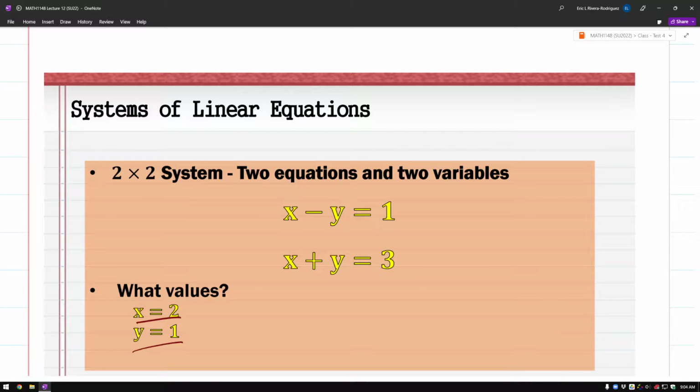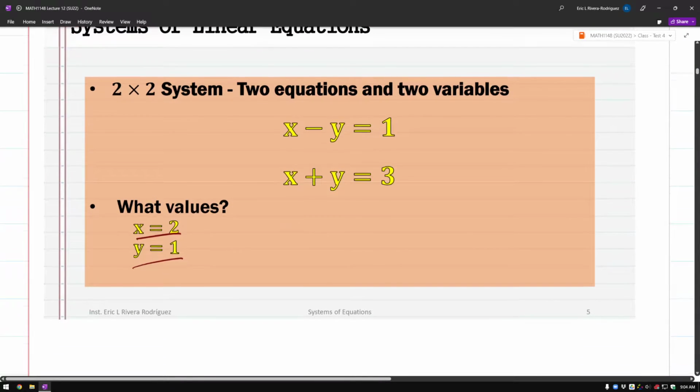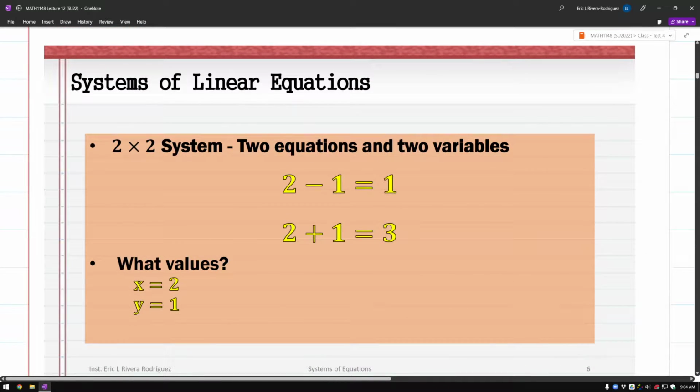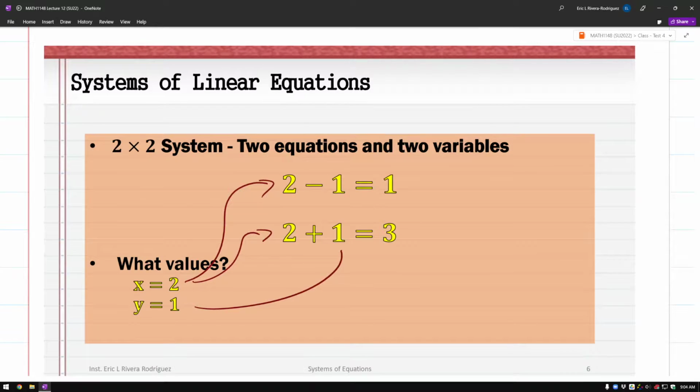And what does that mean, making both equations true? Well, that means that when we plug those values into both equations, we get the same thing on both sides. For example, 2 minus 1 is 1, that's good here, and 2 plus 1 is 3, that's good as well. So both equations are true with these values.